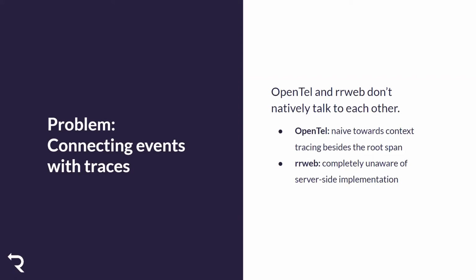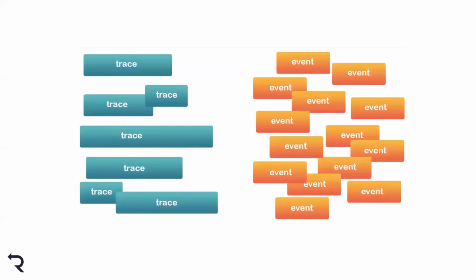So with OpenTelemetry and Our Web, we're able to record traces and events. And the first thing we're going to do is just store that somewhere. So let's take a look at that. Here, we have traces on one side, we have events on the other, and these are clustered into two different tables. Great. This is a great first step, but we don't have any way to connect them.